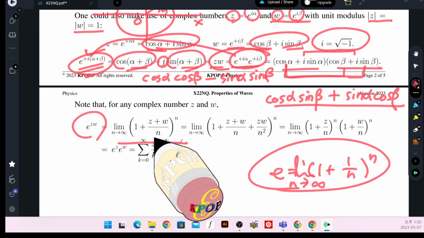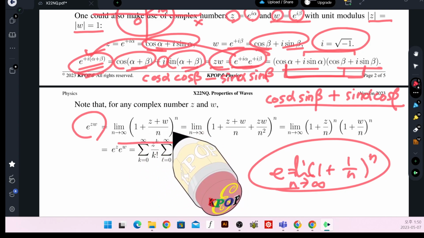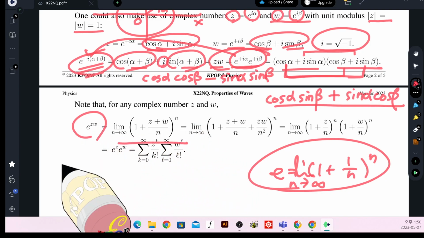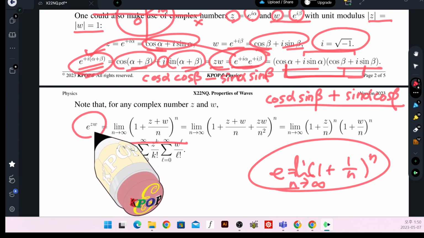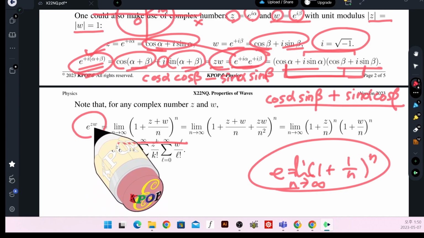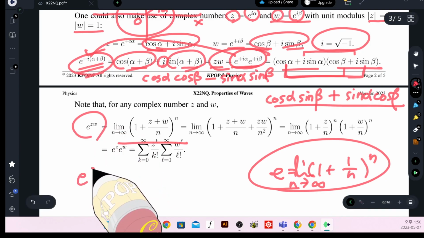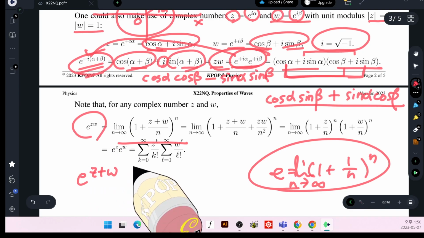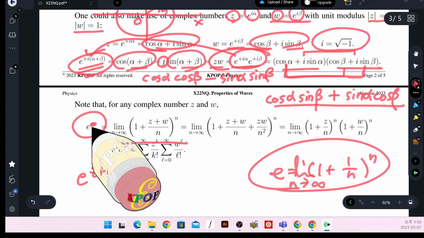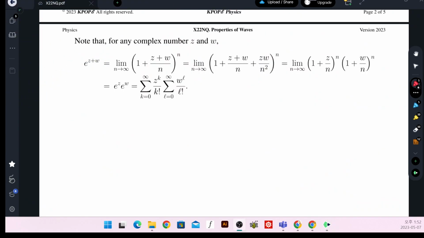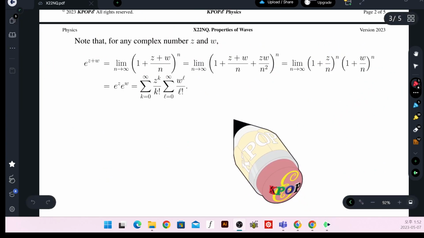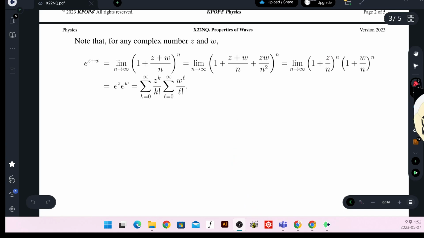So if you multiply this, you will find, wait a second, this is not zw, this is e to the z plus w. Sorry about that. This should be z plus w. Okay, corrected.